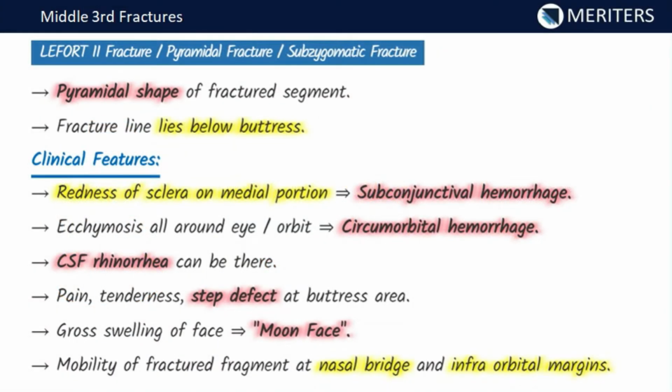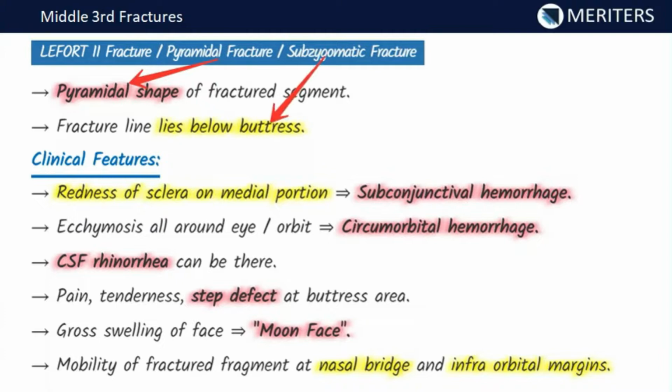Now we have the LeFort II fractures, which are also known as the pyramidal fractures and the subzygomatic fracture. So why do we call it pyramidal fracture? Because of the shape of the fracture line giving a pyramidal shape. So the pyramidal shape of the fractured segment is the reason why we call it the pyramidal fracture.